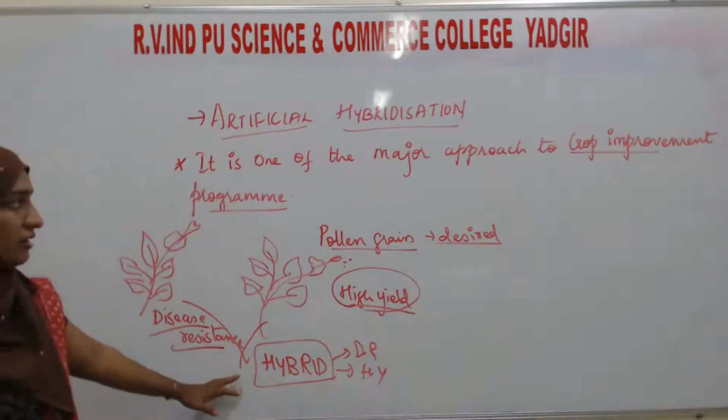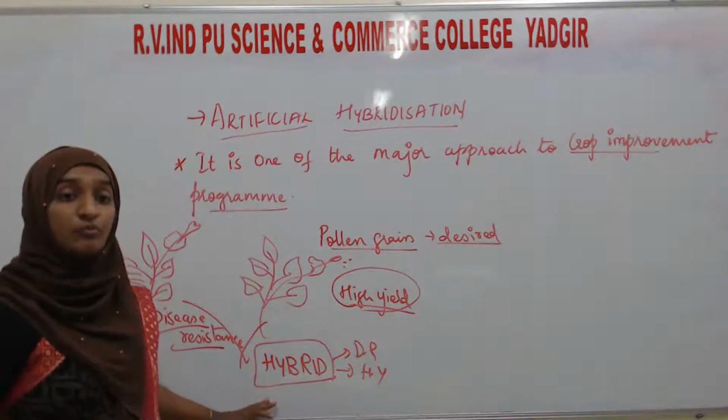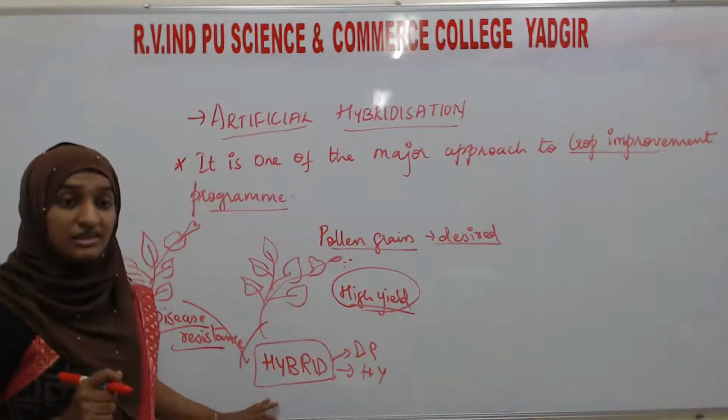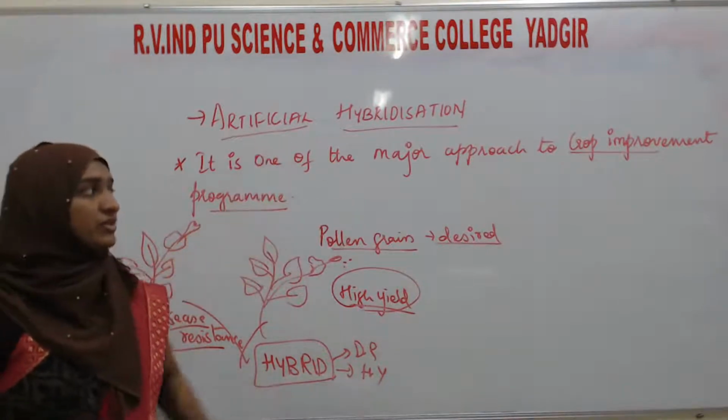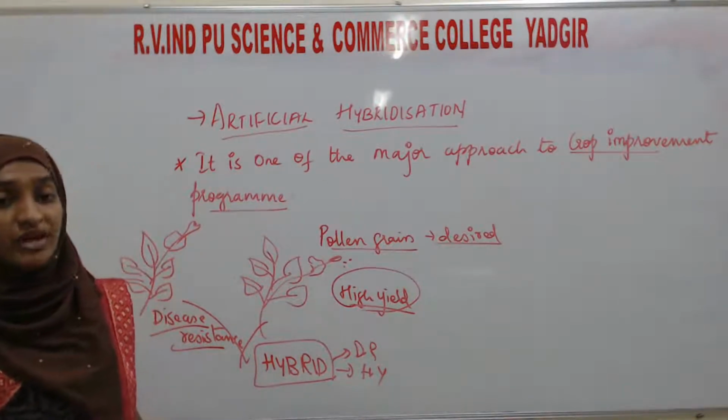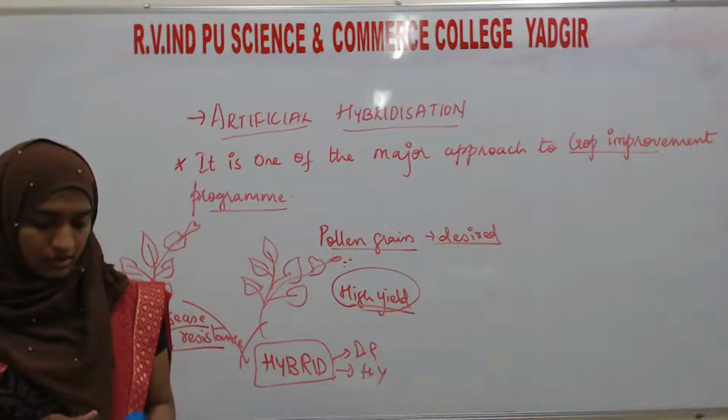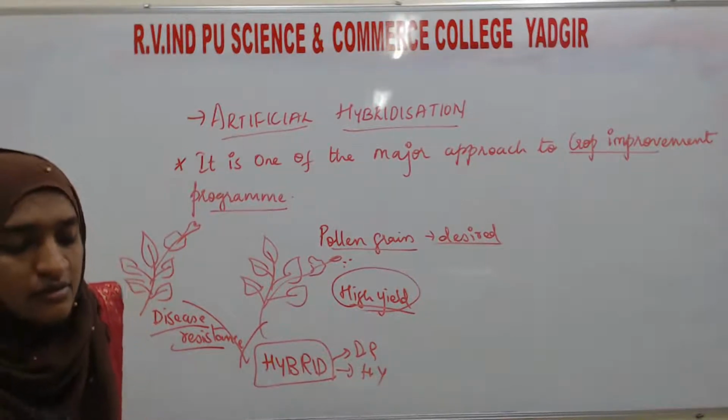Okay, so this is what characters are going to improve over here. For what reason is artificial hybridization practiced? It is to improve the crop improvement program, or to improve the crop characters.